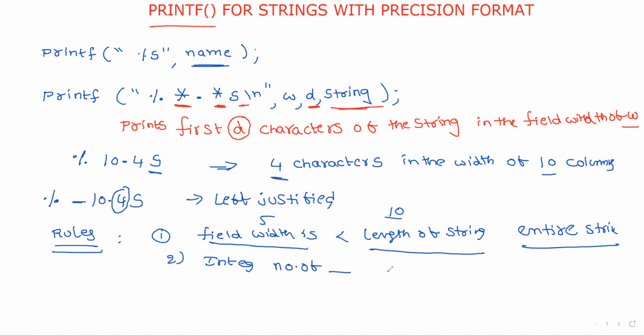When the number of characters to be printed is 0, nothing is printed. You got it? If you specify any number, that many characters are printed. If you pass 0, no character is printed. We already discussed that the minus sign indicates left justified.